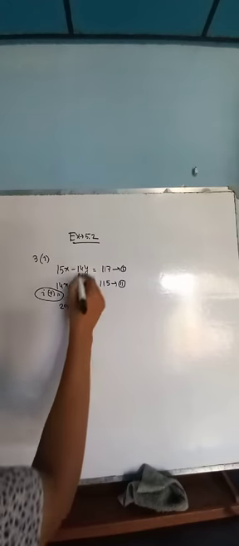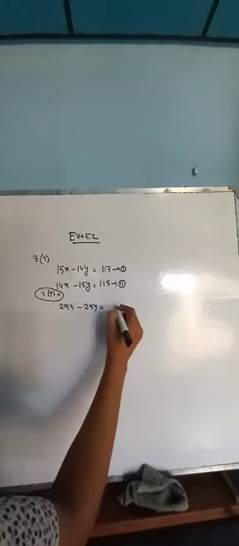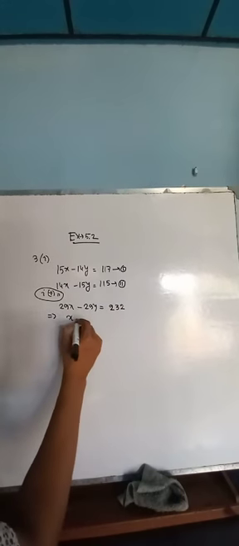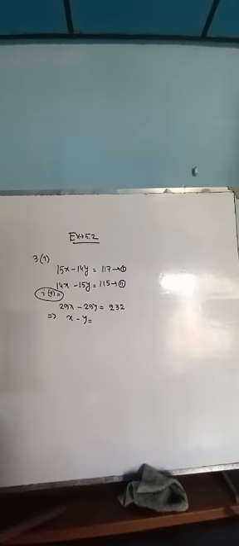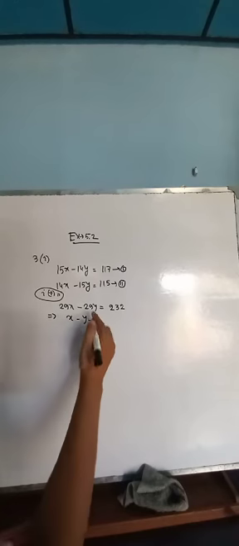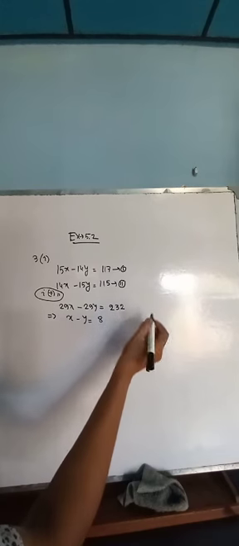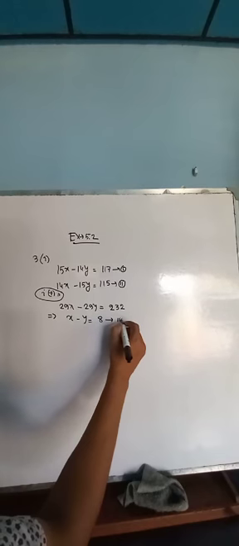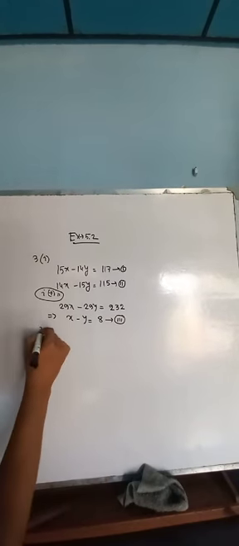29x plus 29y, same sign, is equal to this. So take the common 29. 117 plus 115 is 232, and 232 divided by 29 is 8. So this is equation number 3. And again do that, 1 minus 2.